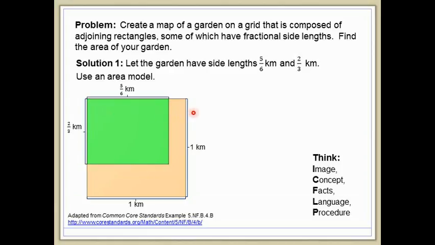Well, if this is 5/6 of a kilometer, then we're going to break this whole distance into 6 equal parts. And we have 5/6 of a kilometer as the distance here, 5 out of the 6 whole parts. In the other direction, we have 2/3 of a kilometer, so we need to break this square kilometer into 3 equal parts, and that would look like this. So here are 3 equal sections in this direction of the whole, and 2/3 of them are the garden.